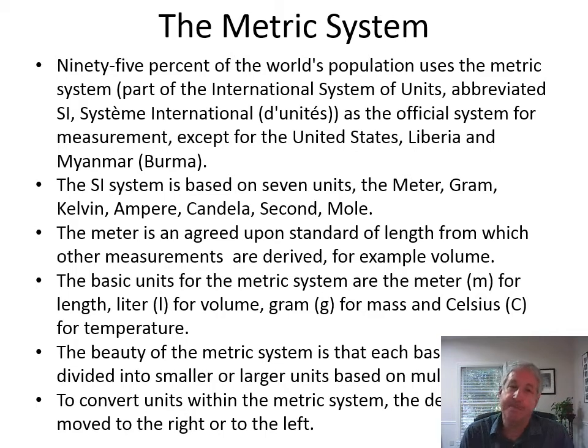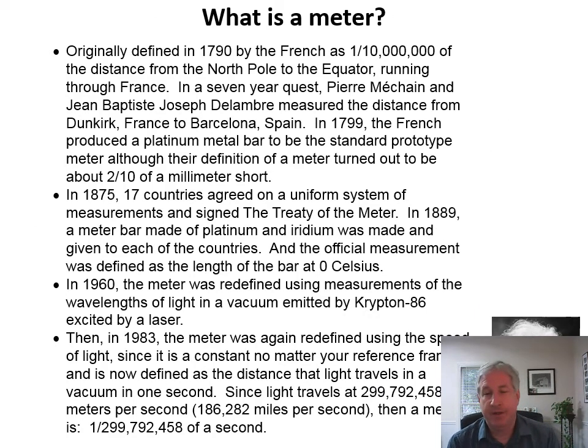All right, next slide. So, to start off, what is a meter? We're talking about the metric system, and everything's based on the meter. What is that? Where did that come from? Well, it was defined in 1790 by the French. They just came up with a definition, and they got together and said, we're going to define it as 1/10,000,000th of the distance from the North Pole to the equator. Of course, running through France, since it's the French who are defining this.